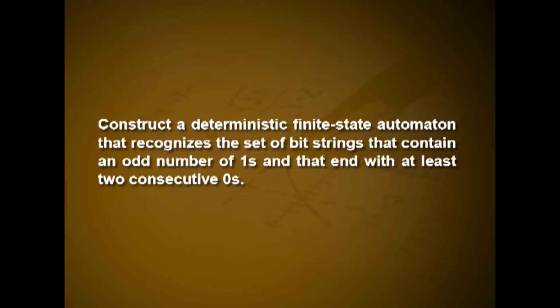Construct a deterministic finite state automaton that recognizes the set of bit strings that contain an odd number of ones and that end with at least 2 consecutive zeros. We can build a deterministic finite state automaton that recognizes the specified set by including states that keep track of both the parity of the number of 1 bits and whether we have seen no 1 or at least 2 zeros at the end of the input string. The start state S0 can be used to tell us that the input read so far contains an even number of ones and ends with no zeros, that is, empty or ends with a 1.